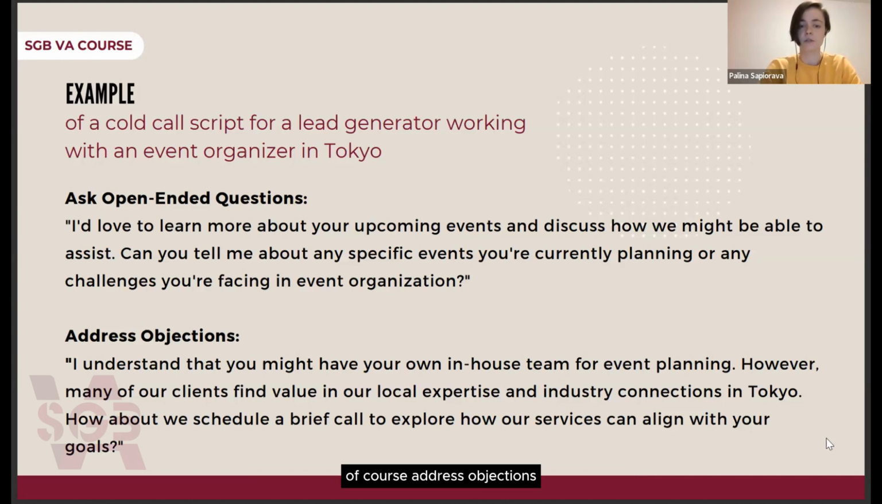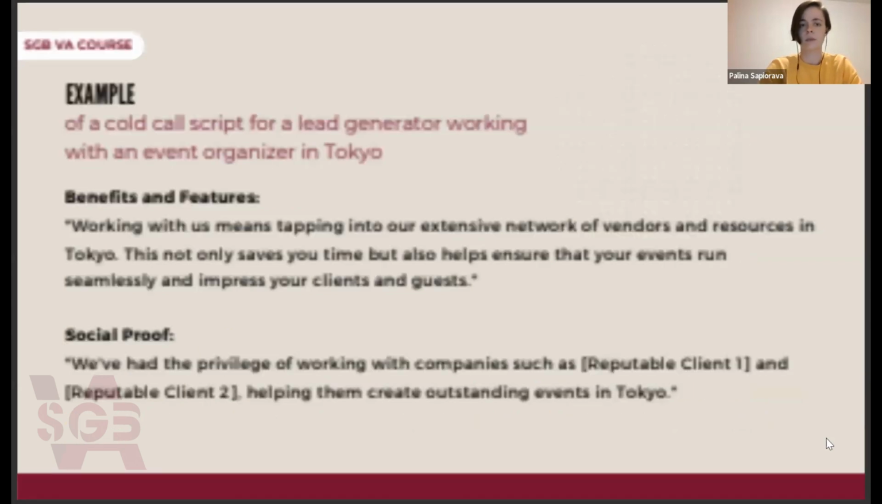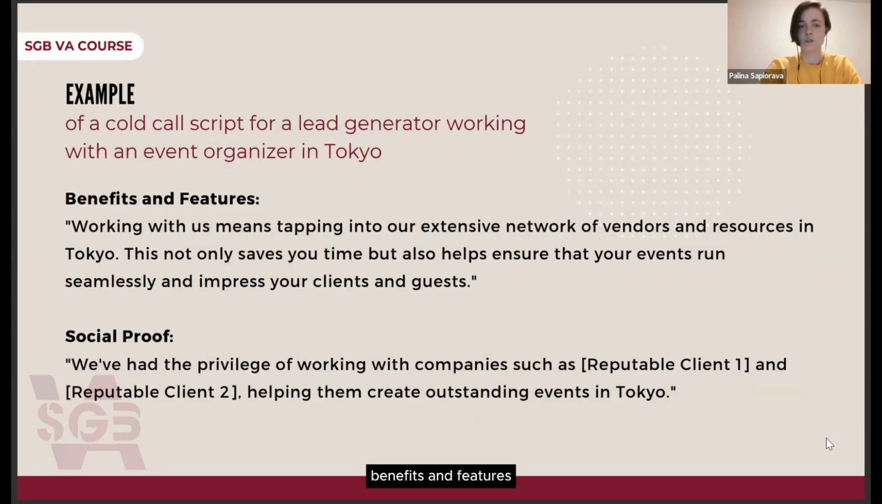Of course, address objections. So for example, I understand that you might have your own in-house team for event planning. However, many of our clients find value in our local expertise and industry connection in Tokyo. Benefits and features. For example, working with us means tapping into our extensive network of vendors and resources in Tokyo. So you not only provide some value with your services, but you can also provide something additional. You can provide better services, faster services, and etc.